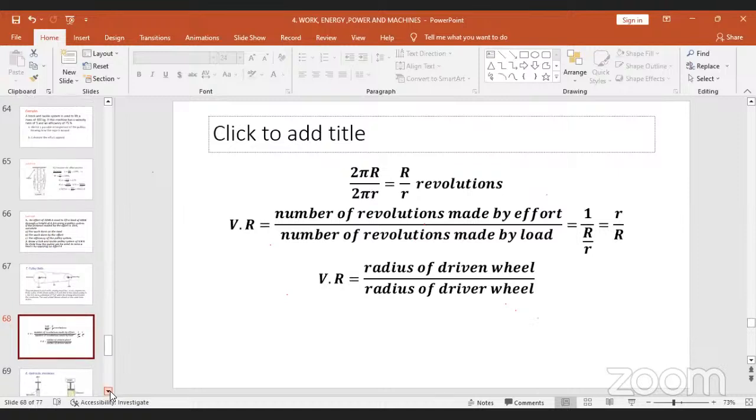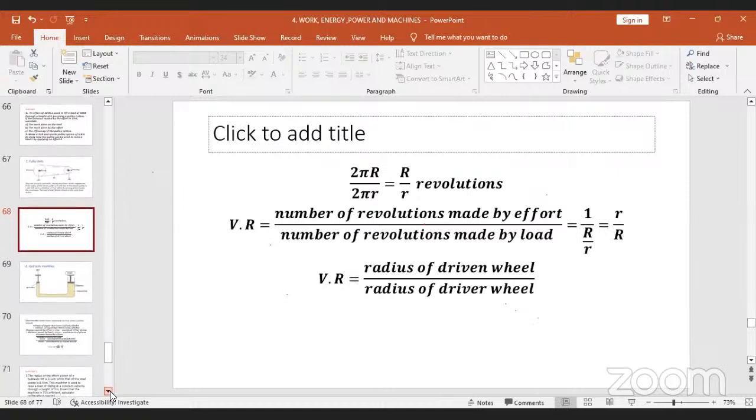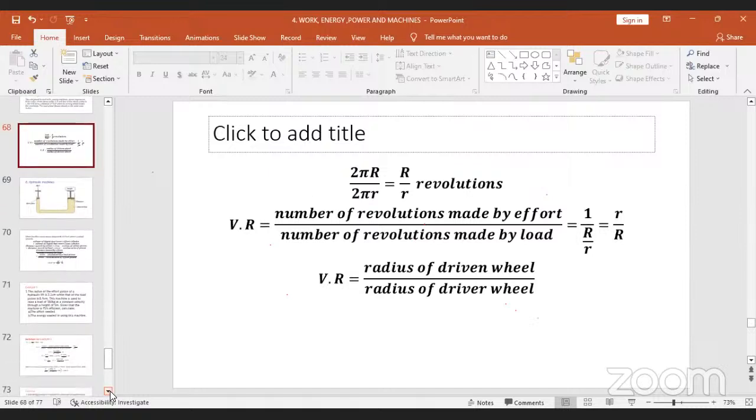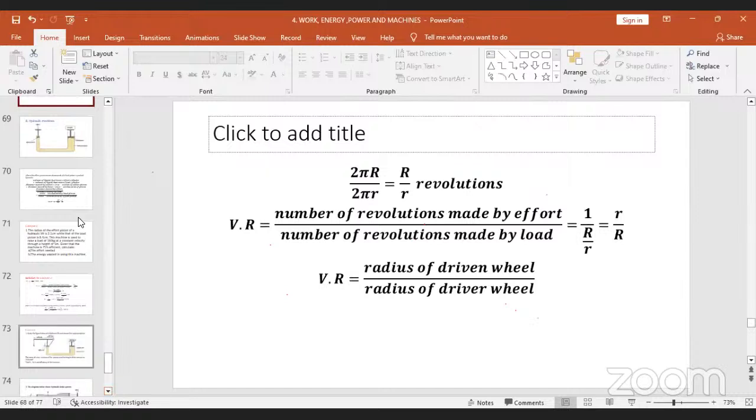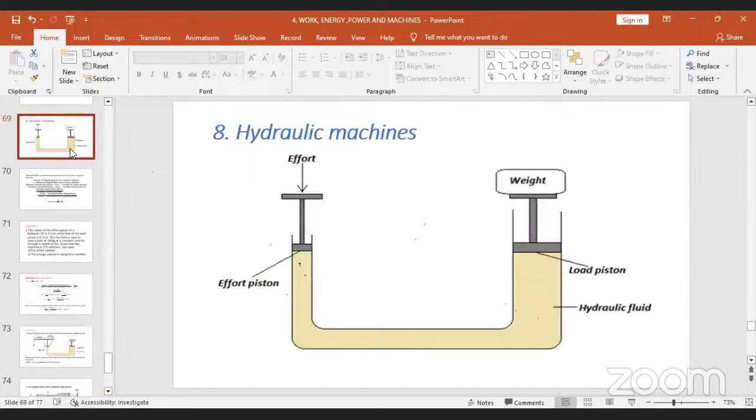I'm trying to rush so that we can cover something else with Mr. Owino. And then we have the hydraulic machine. You remember your topic for pressure in Form 1. It's a very important topic.